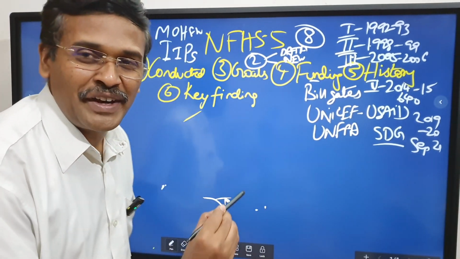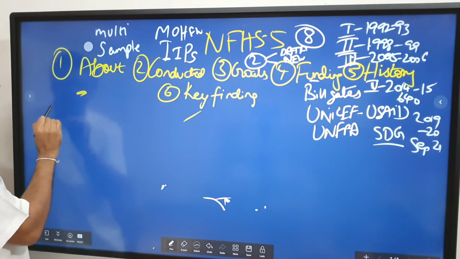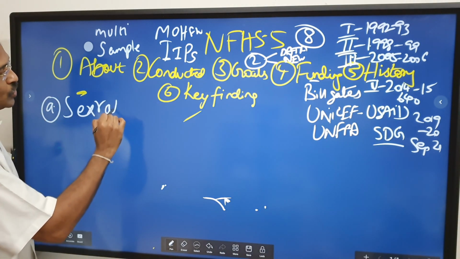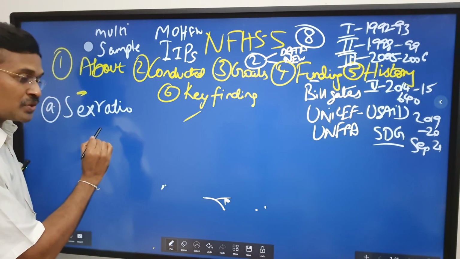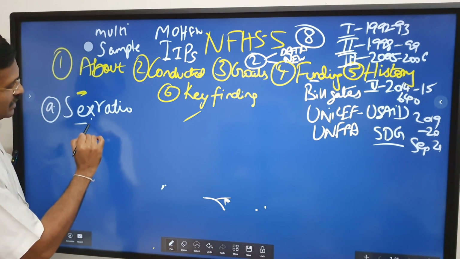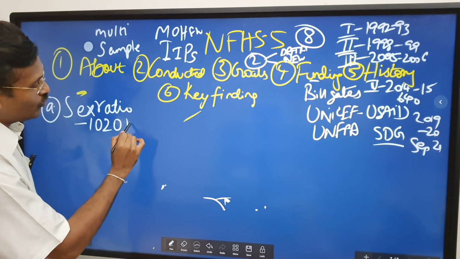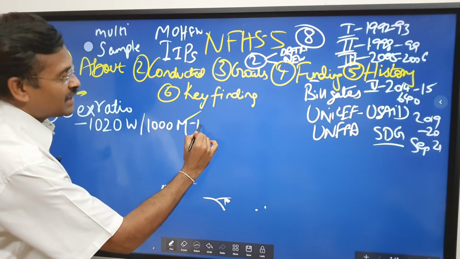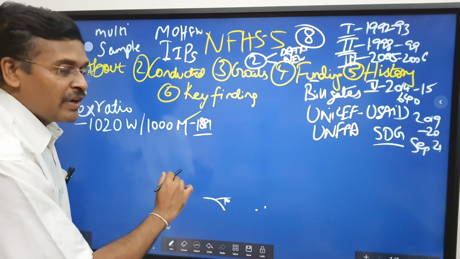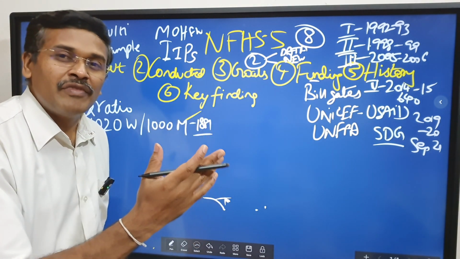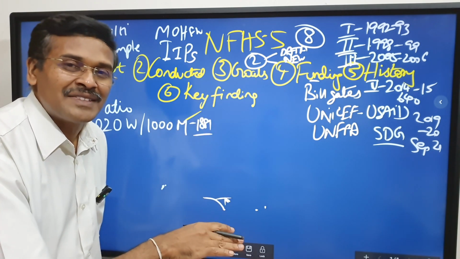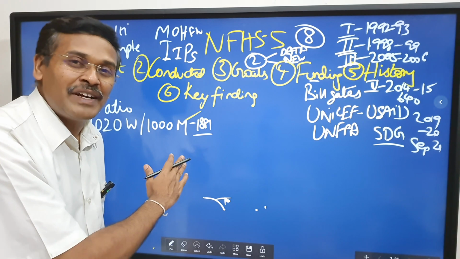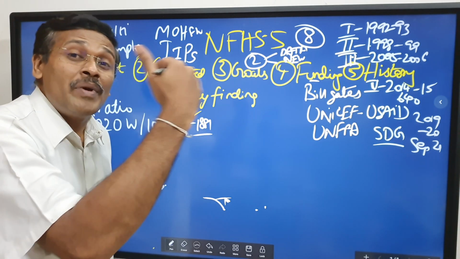The first key finding of NFHS 5 is very special because it is about sex ratio. NFHS 5 data shows that the sex ratio in our country is 1020 women per 1000 men, which is very special because right from 1881 we have never achieved this. The women number was always lesser than men, but this is the first time the NFHS 5 data shows the sex ratio as women higher than men.